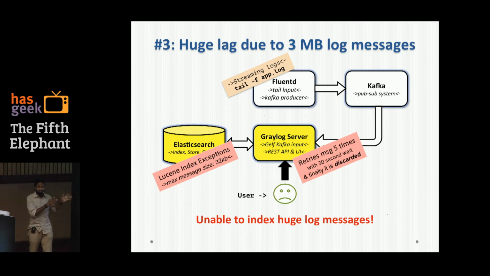Graylog had two components, Graylog server and web server. The Graylog server has all the functionality, while Graylog web server is just a wrapper on top of Graylog server, which will call the REST APIs to show the UI. And Elasticsearch is used for storing the messages.